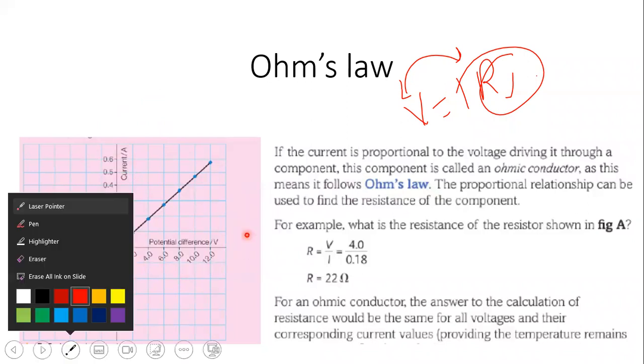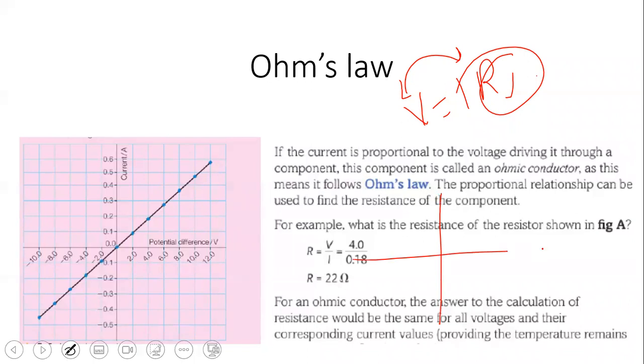So if a graph has been given to you where current is on the x-axis and voltage is on the y-axis, in those situations, you can directly find the gradient of the graph, and that will be equal to the resistance. That's why whenever you are looking at these graphs, make sure you pay attention. If current is on the x-axis and voltage is on the y-axis, you can find the gradient of the line, and that will be equal to resistance.